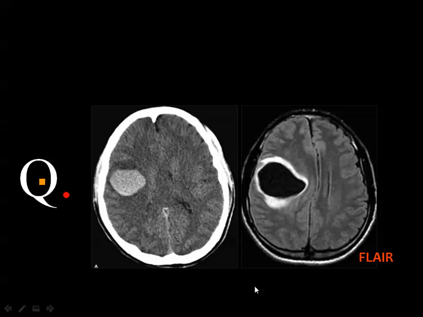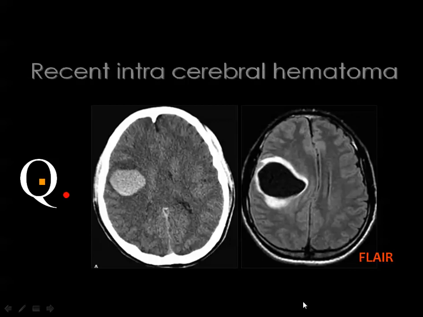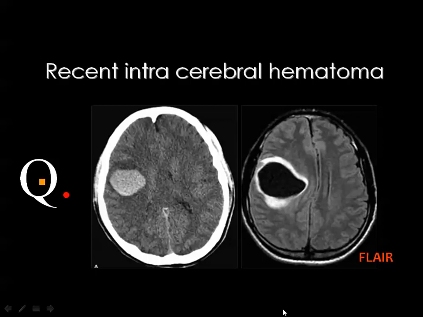Then whenever you see a jet black lesion in the T2 and the flare, even the fat will not appear like this. This is only blood or air. These are the only two lesions that can produce jet black appearance in the T2 and the flare: acute blood and air. And CT is diagnostic of a recent intracerebral hematoma.